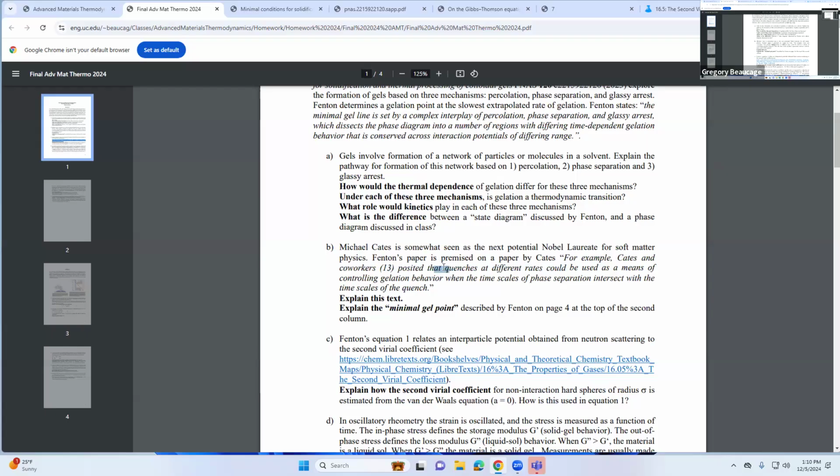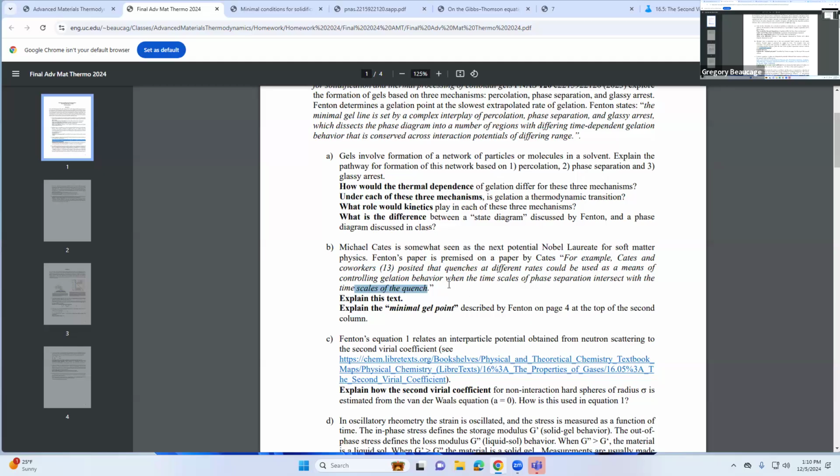Cates and coworkers pose, quoting from the paper, that quenches at different rates could be used as a means of controlling gelation behavior when the timescales of phase separation intersect with the timescales of the quench. So there is a rate of phase separation, and then there's a rate of temperature drop where you're driving the system to get to the gel.